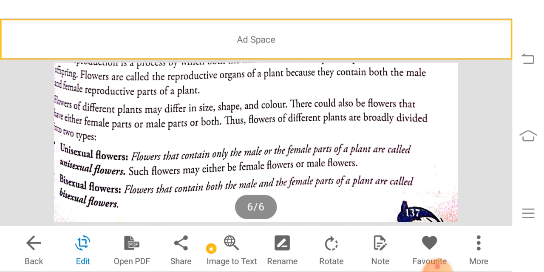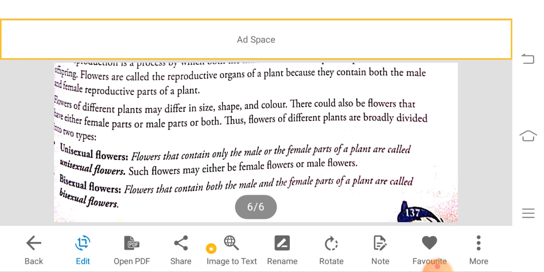Flowers of different plants may differ in shape, size and color. There could also be flowers that have either male parts or female parts, or both. Thus, flowers of different plants are broadly classified into two categories. First is unisexual flowers. Flowers that contain only the male or the female part of a plant are called unisexual flowers. Such a flower may be either a female flower or a male flower.